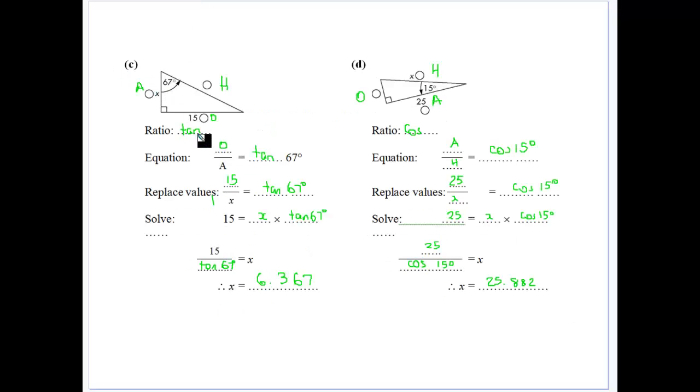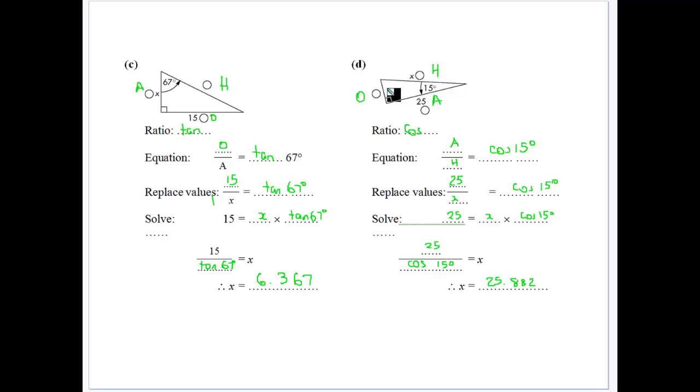Here we have the tan ratio because we've got the opposite side and the adjacent side, so nothing to do with the hypotenuse. So again, 15 over x equals tan of 67, or 15 is equal to x times tan of 67. So x is 15 on tan 67, which gives us that answer. Again, that sounds reasonable because 15 is opposite 67, which will be greater than the other angle, which the adjacent side's opposite.